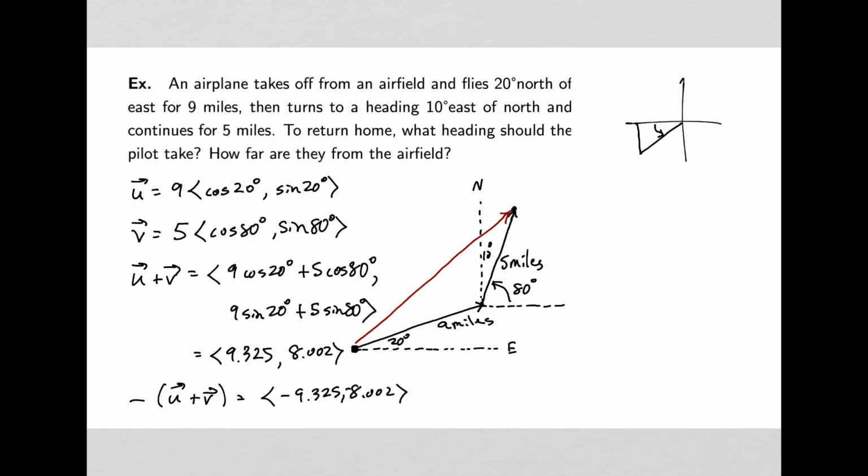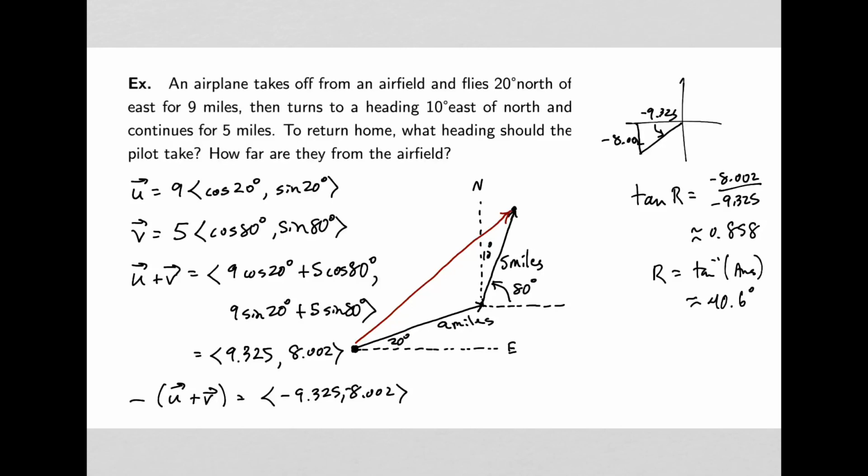So what we're going to think about is having this negative 8.002 and this negative 9.325, and we're going to say that the tangent of that reference angle is going to be the negative 8.002 divided by the negative 9.325, which is about 0.858. And when I take the inverse tangent of that, then I'm going to get about 40.6 degrees. So, in answer to the actual question here, the heading that the pilot should take is about 41 degrees south of west.